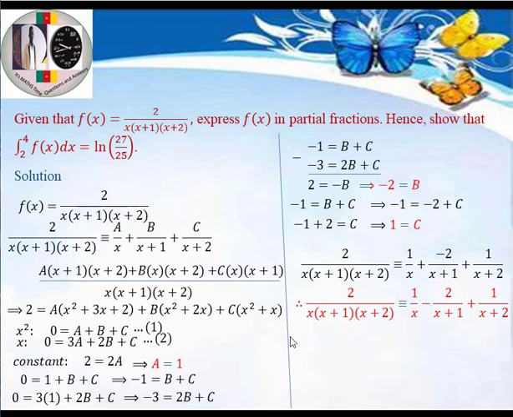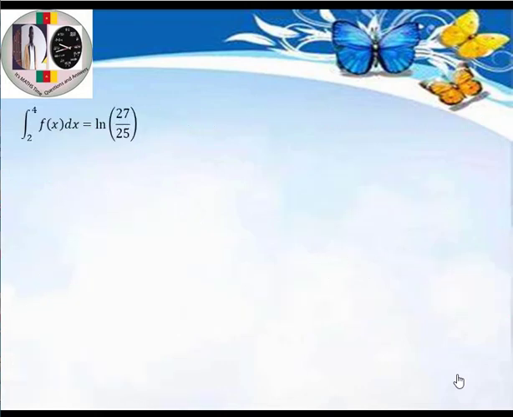The last part of this question is that we should show that the integral of f of x dx is equal to ln 27 on 25. So it is very important to resolve this fraction into partial fraction because it becomes so cumbersome for us to integrate this type of fraction. So we need to resolve it into partial fraction. Now that we have this fraction in its partial form, we can therefore use this partial form to evaluate the integral from 2 to 4. So that's what we are going to show.